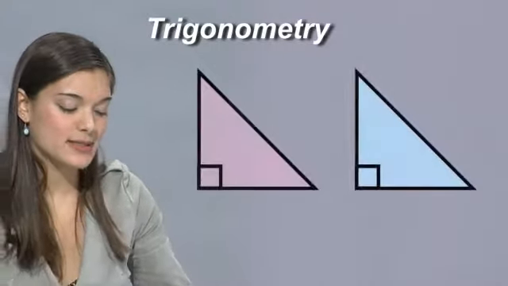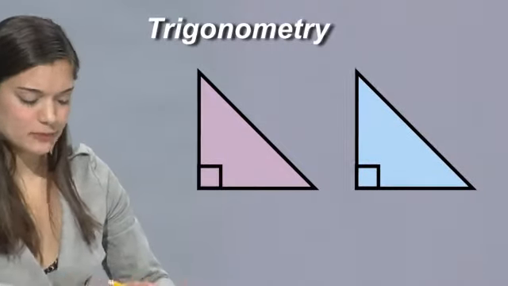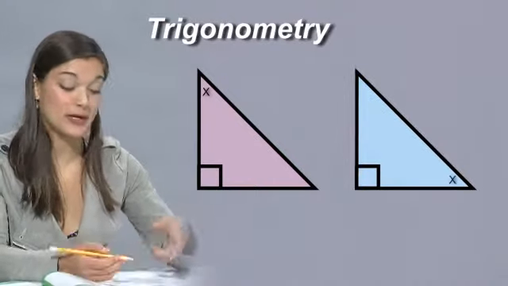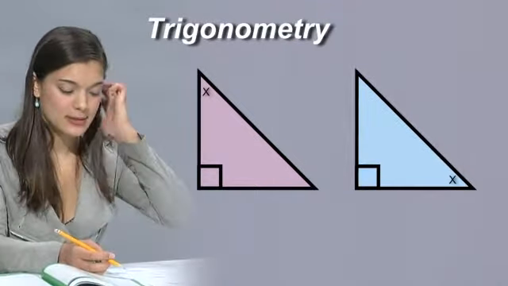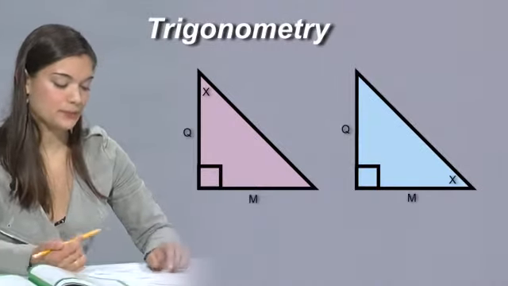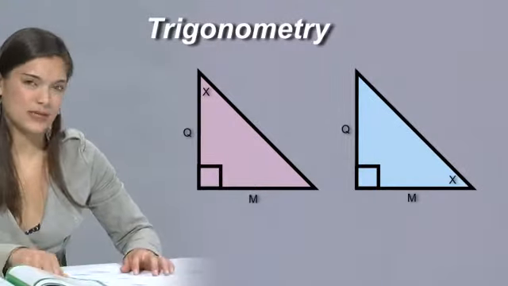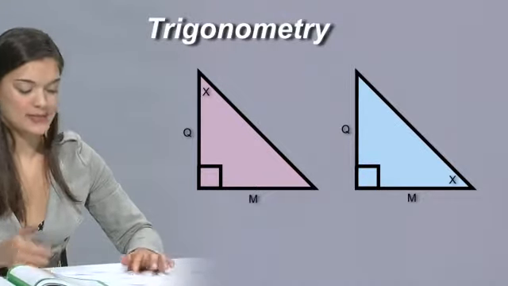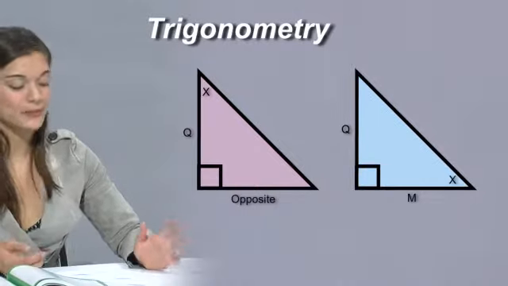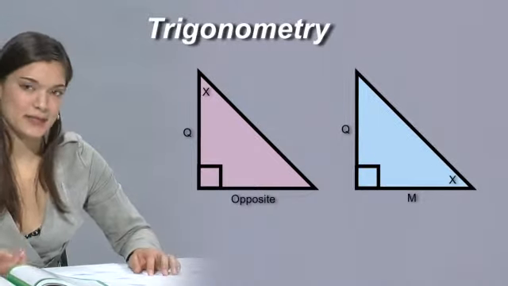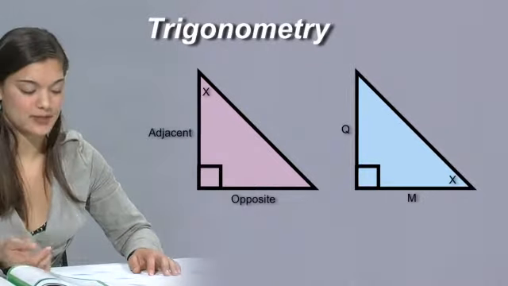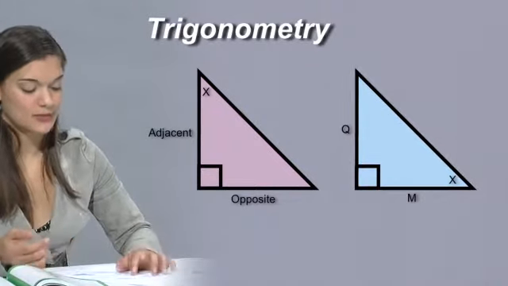So you can see in the purple triangle that I just put this variable x in the upper corner, and in the blue triangle I put the x in the bottom. So let's name the other sides q and m. So where is that side m in relation to x? It's opposite it, right? So we can just call that the opposite side. That's easy. And then where's q? It's right next to x, so we can call that adjacent. That's a good word for it, right? So that'll help us remember.